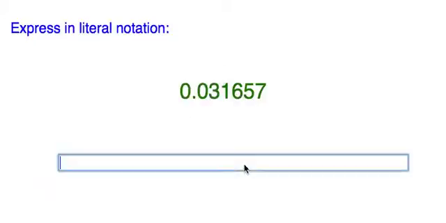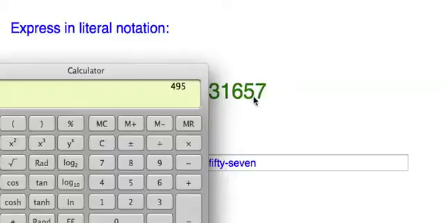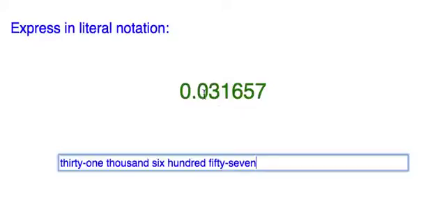So I'm going to write that: 31,000, and then 657. But I'm not finished. The next step is to ask what the last decimal place is. Tenths, hundredths, thousandths, 10,000ths, 100,000ths, millionths. So the 7 is in the millionths place, and we just have to write that. And that is it.